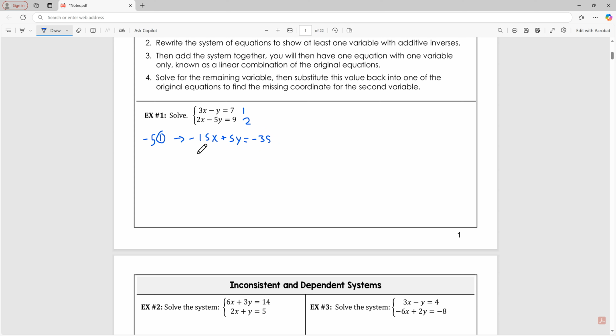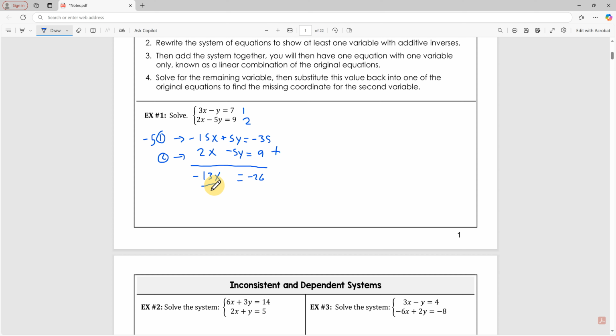I'm going to copy down the second equation just exactly how it was. I have 2x, I have negative 5y, and I have equals 9. All I did was copy down my second equation. I didn't edit it at all. Well, now what I'm going to do is add these two equations together. Negative 15x plus 2x is negative 13x. Positive 5y and negative 5y would just give me 0y. And last but not least, negative 35 plus 9 would give me negative 26.